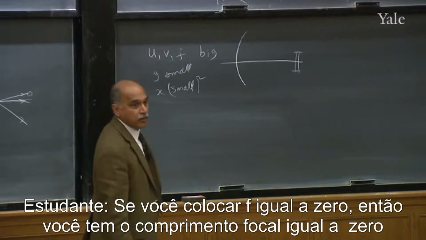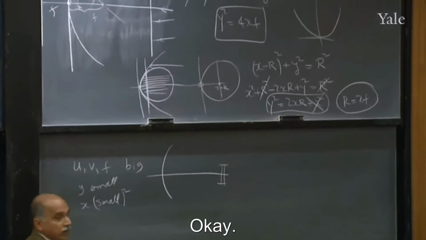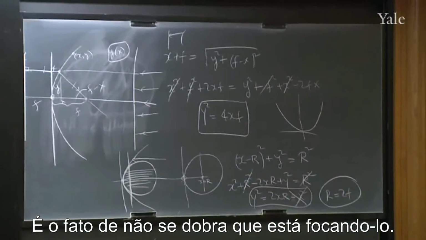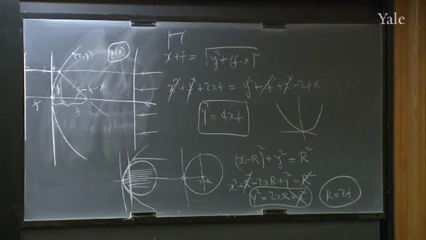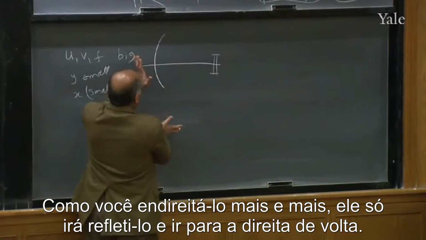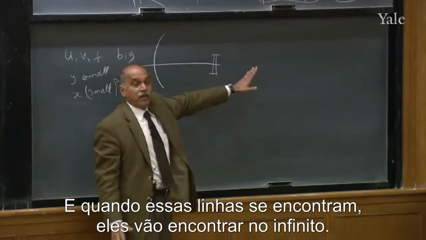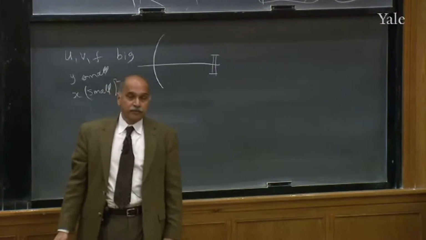If you put in f equals 0, so you have the focal length equal to 0. Okay. But that's not... no, that's the focal... plane mirror is focal length equal to infinity. Oh, it's the other way around. Yeah. Okay. Because it's the fact that it's bending that's focusing it. As you straighten it out more and more, it'll just reflect it and go right back. And when will those lines meet? They'll meet at infinity. Right?